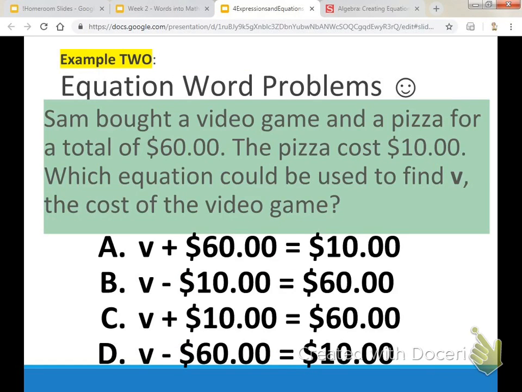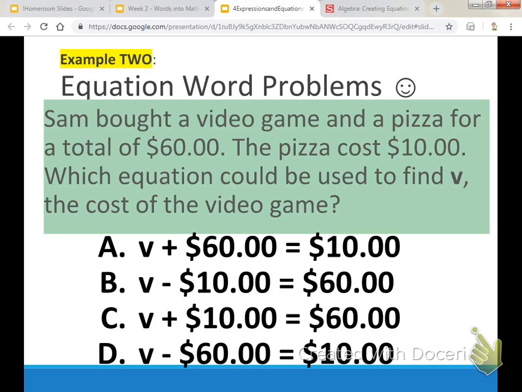All right, read this one. We have Sam, and what did he do? He bought a video game and pizza for $60. He bought a video game and he bought some pizza for a total of $60. How much did the pizza cost? $10. Okay, so if the total was $60, the pizza cost $10, how much did the video game cost? $50, right? Because that's the difference. Okay, so it says which equation could be used to find V, the cost of the video game.